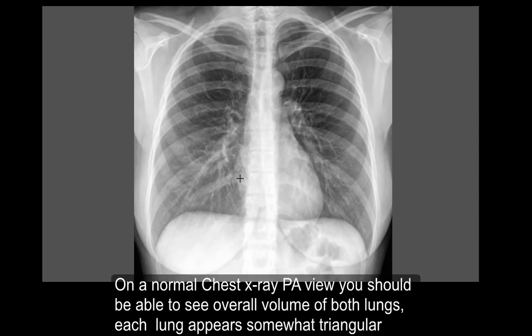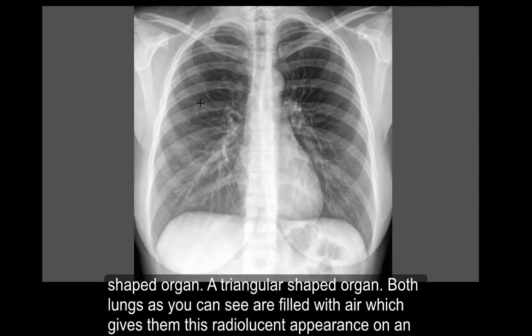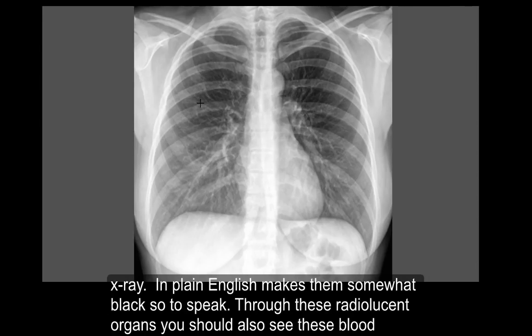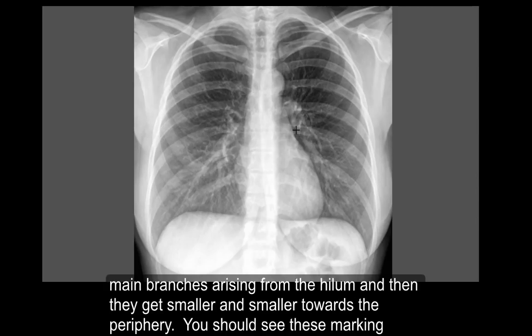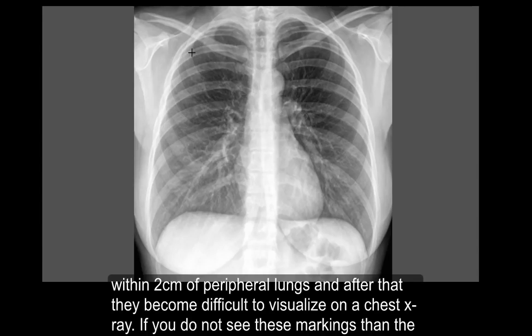Both lungs, as you can see, are filled with air, which gives them this radiolucent appearance on X-ray. In plain English, makes them somewhat black, so to speak. Through these radiolucent organs, you can see blood vessels, vascular markings, bronchial markings, and parenchymal markings as well. In particular, blood vessels appear as a branching tree, with the main branches arising from the hilum, and then they get smaller and smaller towards the periphery. Now you should see these markings within 2 centimeters of peripheral lungs, and after that they become difficult to visualize on a chest x-ray. If you don't see these markings, then the x-ray is not normal.